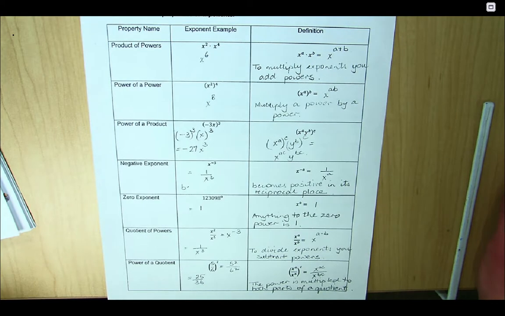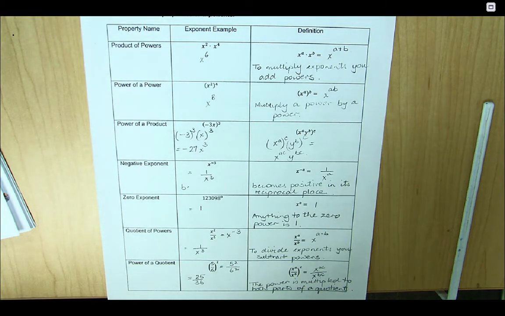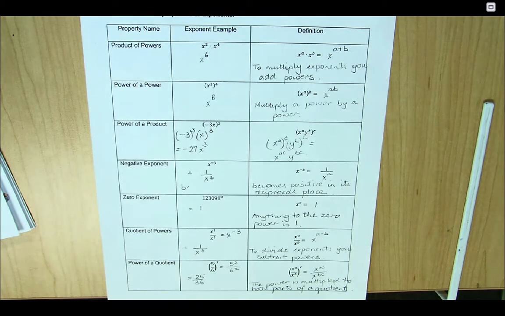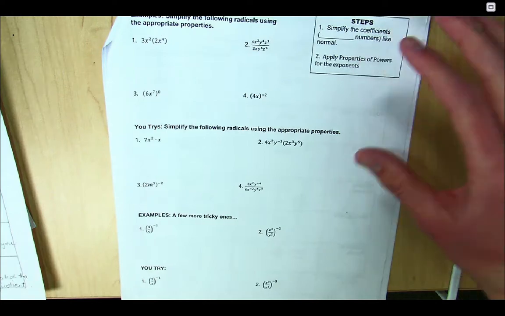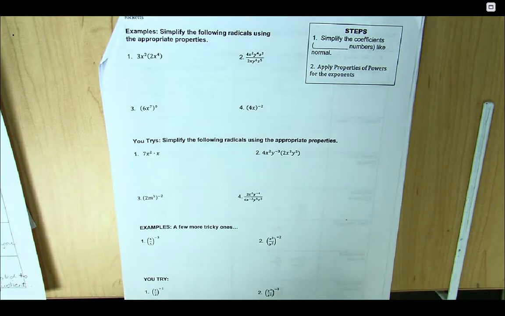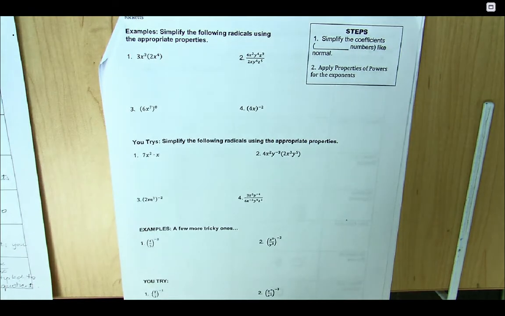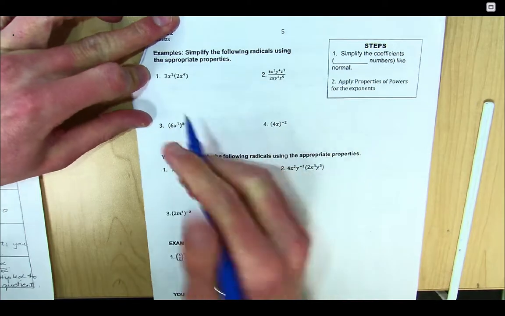So the expectation is that you have these down now. So we are going to do some examples where we actually work with these different exponent properties. And hopefully this all starts coming back to you from Algebra 1. So if we look at page 5 here, we have to simplify the following radicals using the appropriate properties. So let's just do some of these here. Take a look at number 1.